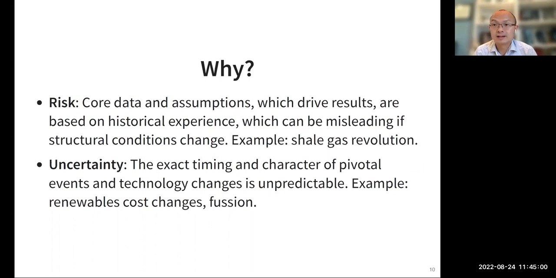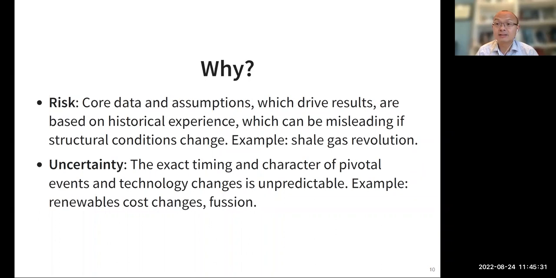Uncertainties. We know some technology will change, right? For example, if we talk about fusion, that can be a game changer. Or we are talking about renewables, and we will talk more about that. Renewable costs are really getting cheap. But 10 years ago, we didn't expect that.